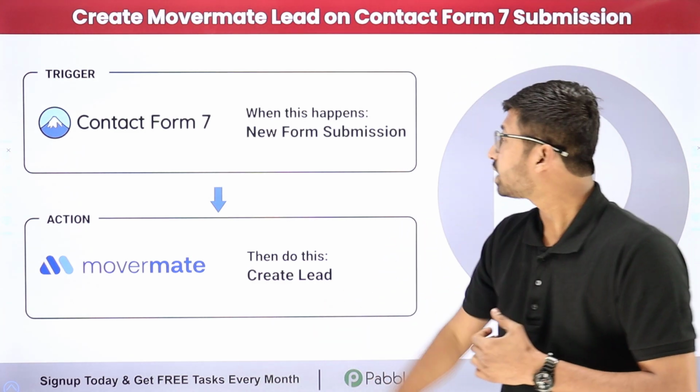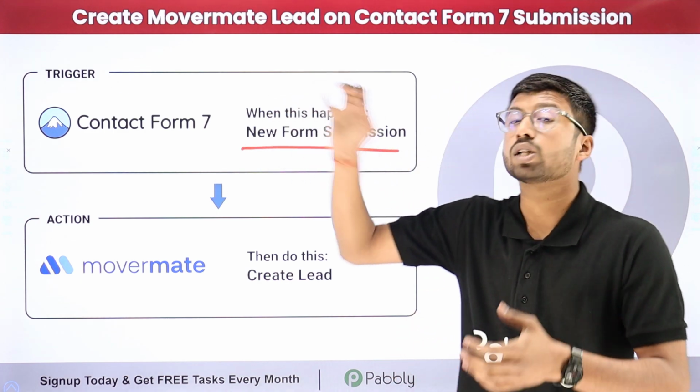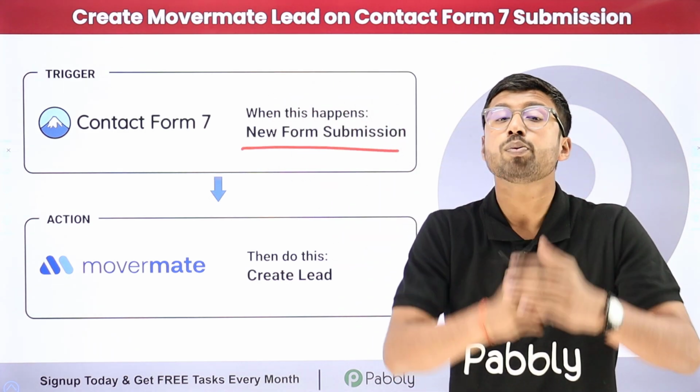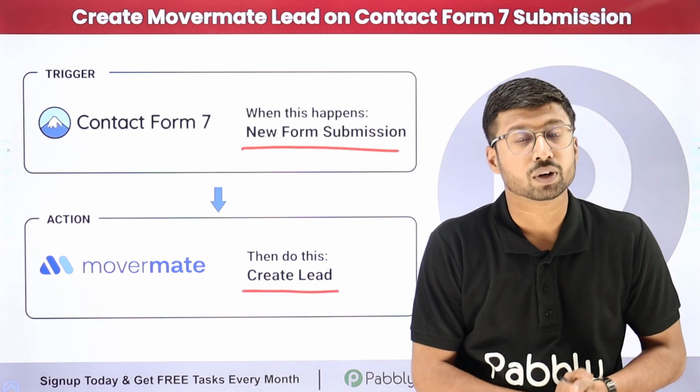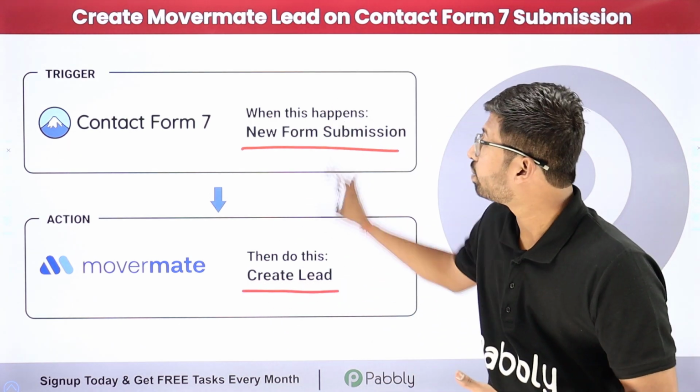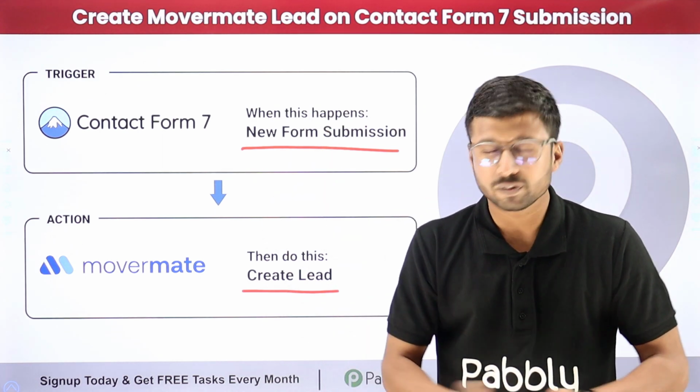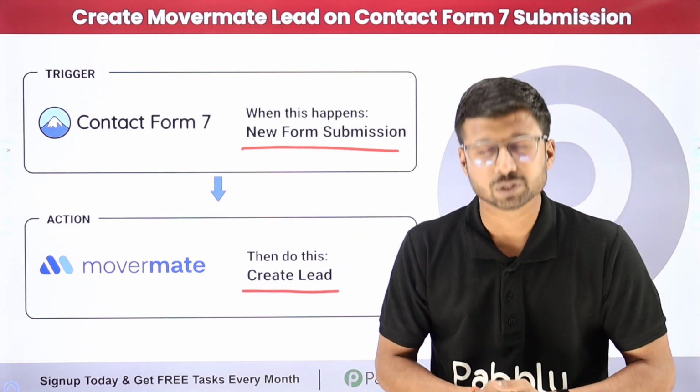So let me tell you, you can completely automate this process. In this automation, as a new form submission is received on our Contact Form 7 form, automatically with the same details, we are going to add this lead in our Movermate account. Now, if you want to learn how you can set up this complete automation all by yourself, for that, you just have to come with me to my screen.